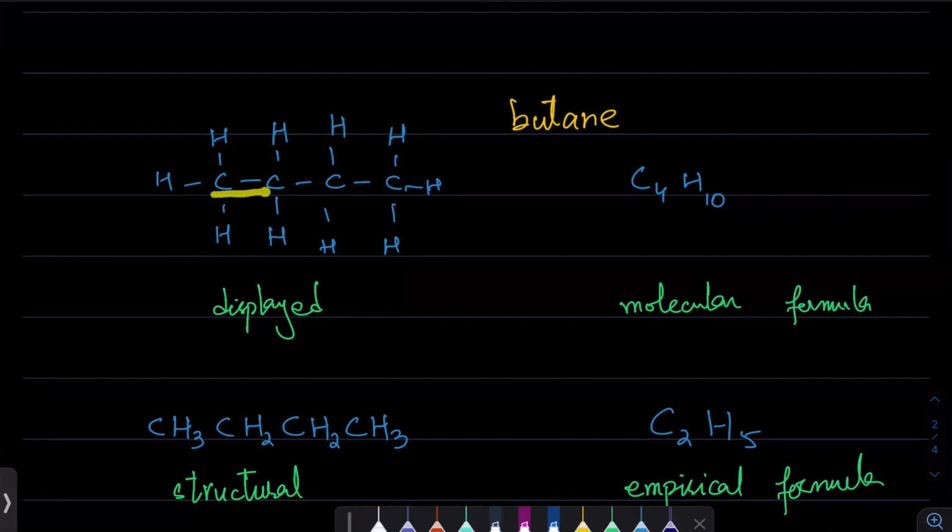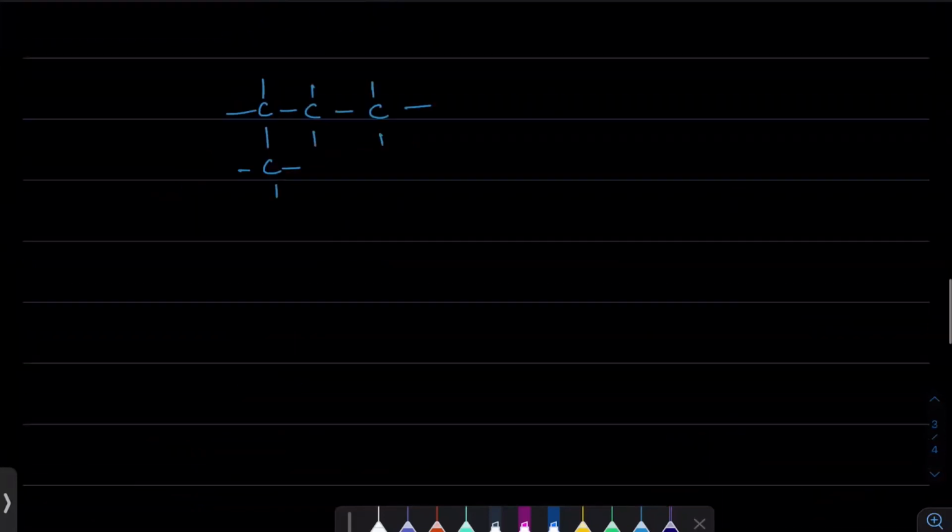1, 2, 3, 4. Okay. Let's try in this one. 1, 2, 3, 4. It's the same thing. This is not a different compound. They are the same thing. Okay. Let's say now I still have a chain of 3, but this other carbon, I put it here. And I complete the bonds.